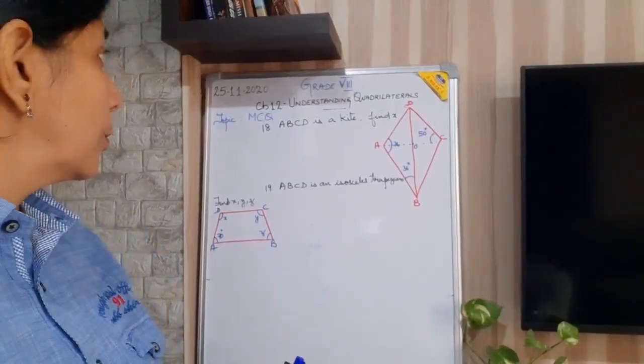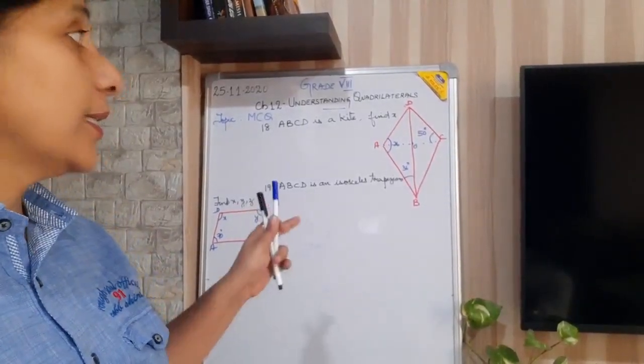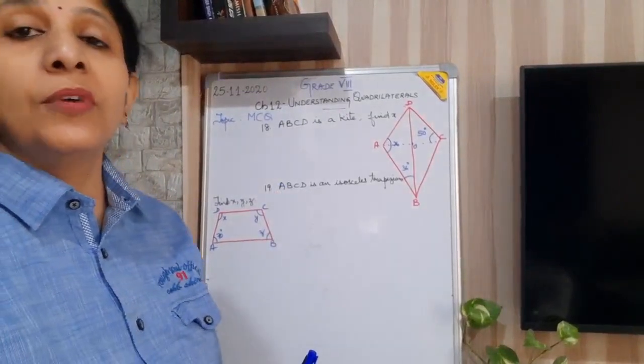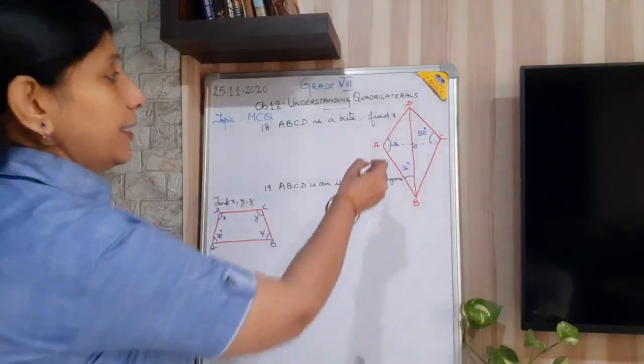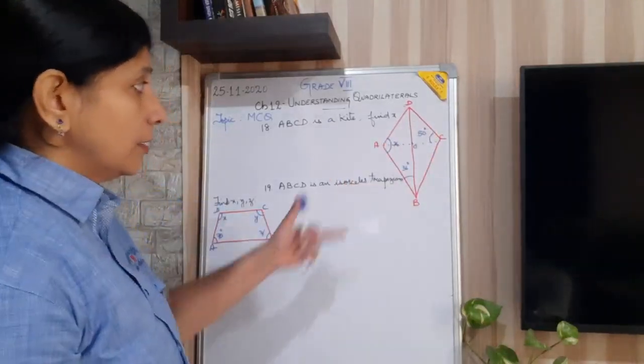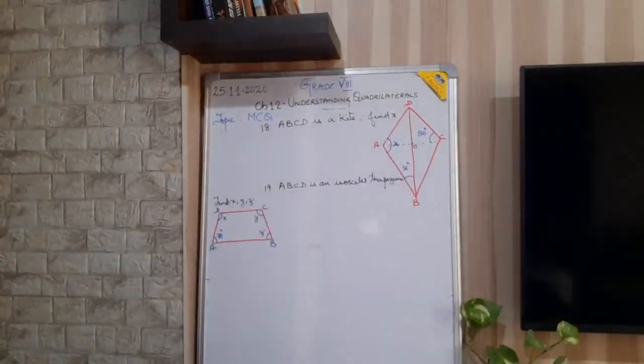We'll go for question number 18. ABCD is a kite. Find x. What are the characteristics of a kite? Here, these two sides will be equal, and this one, angle B, the diagonal.